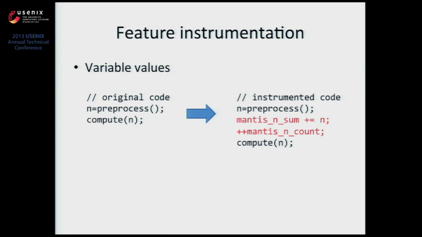Finally, variable values. For each variable of primitive type, we track the sum of all values written to the variable and the count of writes to compute the average. So if a variable is set once, say for configuration, the sum returns the exact value written.